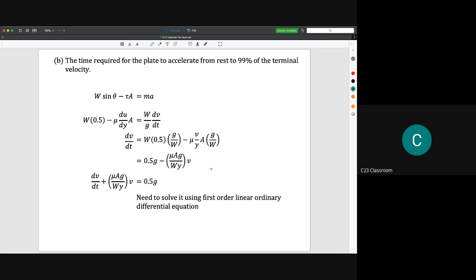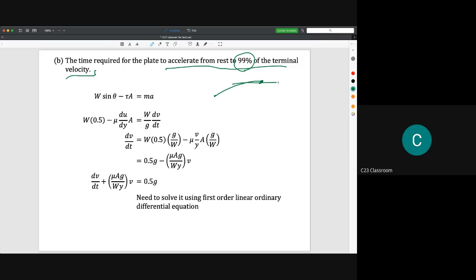Okay, so for part B, it is the time required for the plate to accelerate from rest to 99% of the terminal velocity. The word 99% is actually to reflect the moment it reaches this terminal velocity, meaning the acceleration gets smaller and smaller, and suddenly, just before it becomes 0 or something like that. Because we will have another term of 99% when we try to define the boundary layer in chapters 4, 5, and 6 later on.